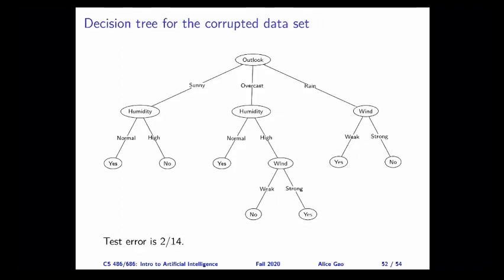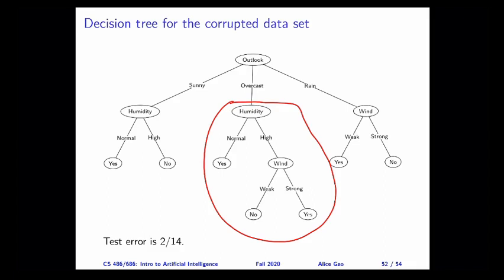Here's a decision tree that I generated using the corrupted training set. Only the middle branch of the tree is different. Instead of making a decision right away when Outlook is overcast, we need to go through a small subtree. We need to test humidity first and then possibly test wind afterwards. The test error of this new tree is 2 out of 14. This tree misclassifies 2 data points in the test set.